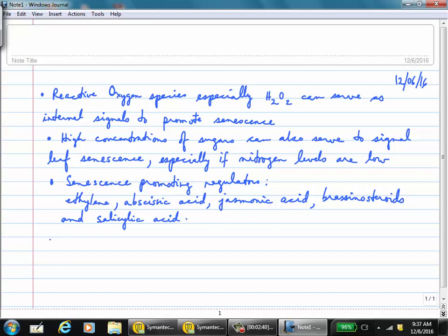And then the senescence repressing regulators, that means the ones that prevent senescence from happening. So what do you think they'd be? What are the things that we have left out here? Auxin, cytokinin, gibberellin, all those guys. So cytokinins, auxins, and gibberellins.